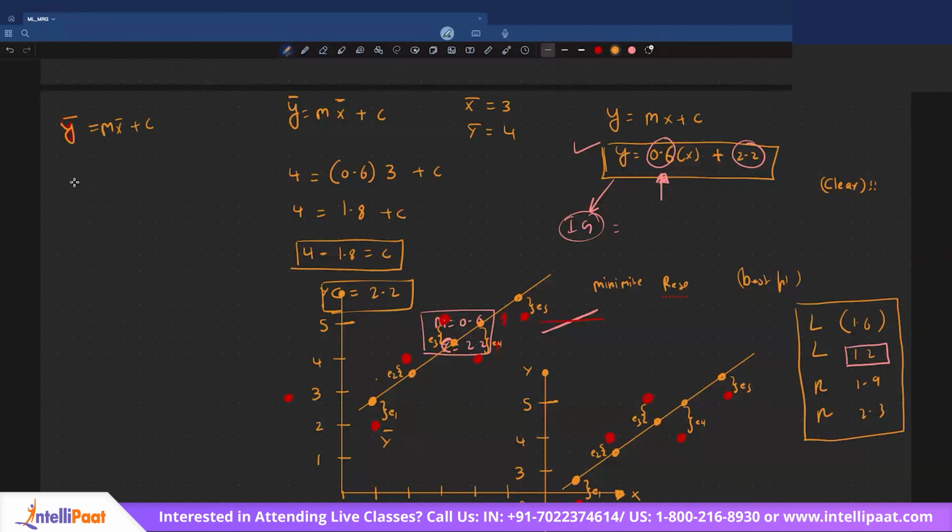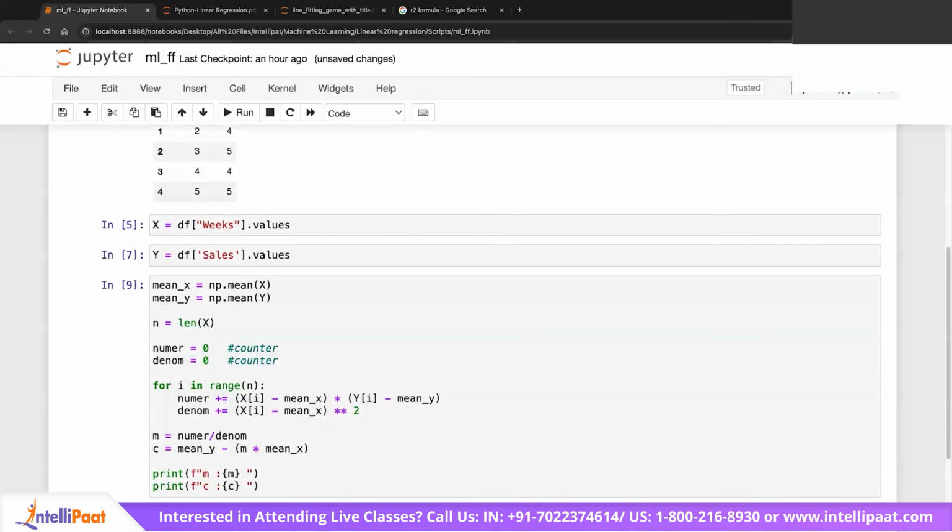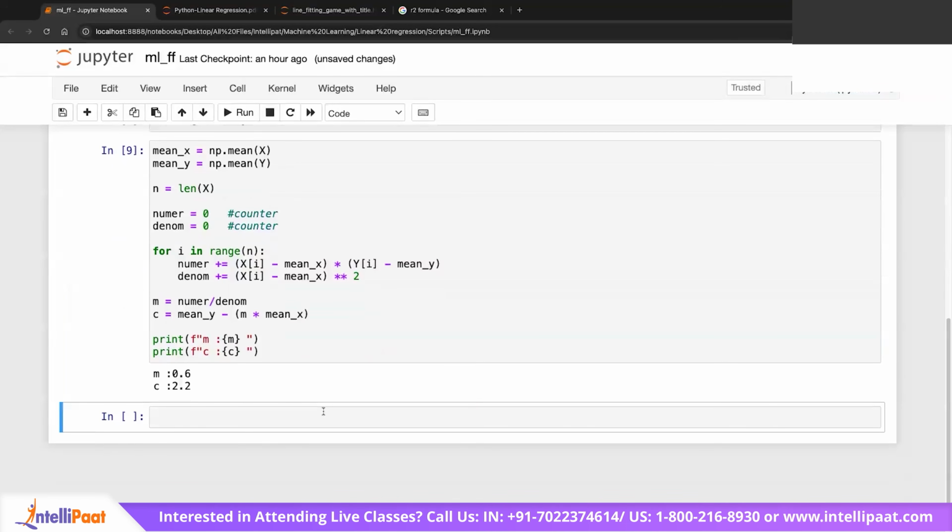y bar is equal to m x bar plus c. So if I move m x bar, can I say c is y bar minus m x bar? So if I write it like this, mean of y minus m, whatever value of m I have calculated from the top, into mean of x. Can I say it like this? If I print f double quotes of m is this, and the value of c is this. Did I get the value of m and c?